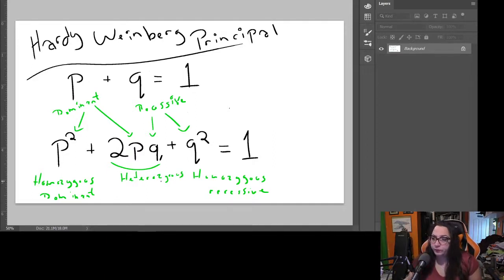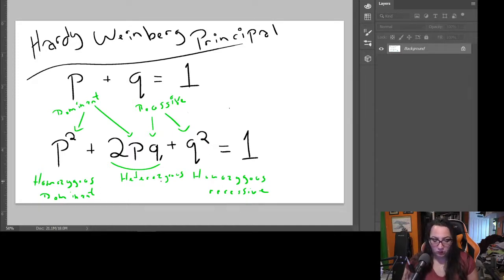Homozygous means they have only that allele. So if they're homozygous dominant, they only have the dominant allele, that big S in the case of our example. If they're homozygous recessive, they only have that recessive allele, the little s, in the case of our example. And for the heterozygous in the middle, they have one of each. They have one dominant and one recessive.